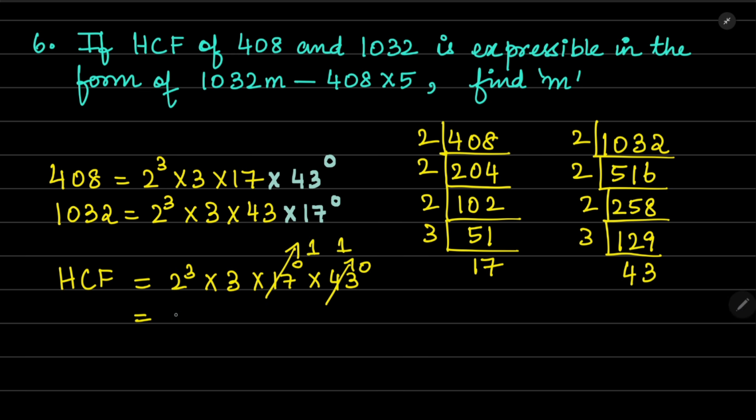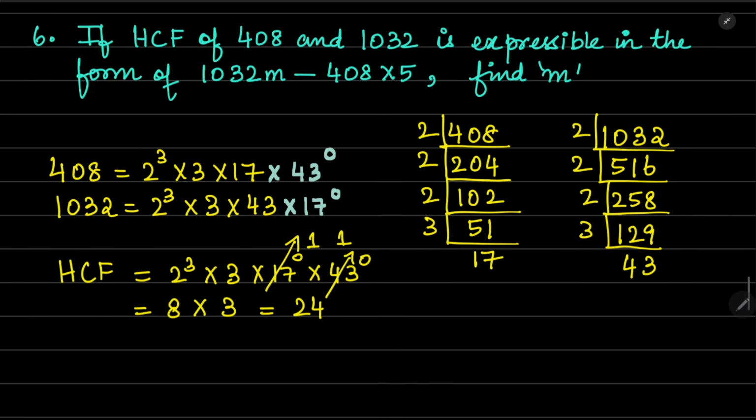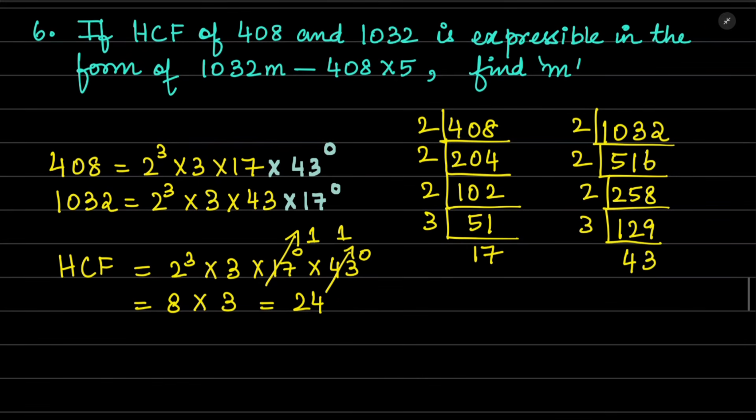Okay. So 2 cube is 8. 8 multiplied by 3 is 24. So HCF of the two numbers is 24. 24 is expressed in the form of 1032m minus 408 into 5. So let me tell you a mistake that students normally make. 24 is equal to this expression. You have to find the unknown variable m, the value of m here.